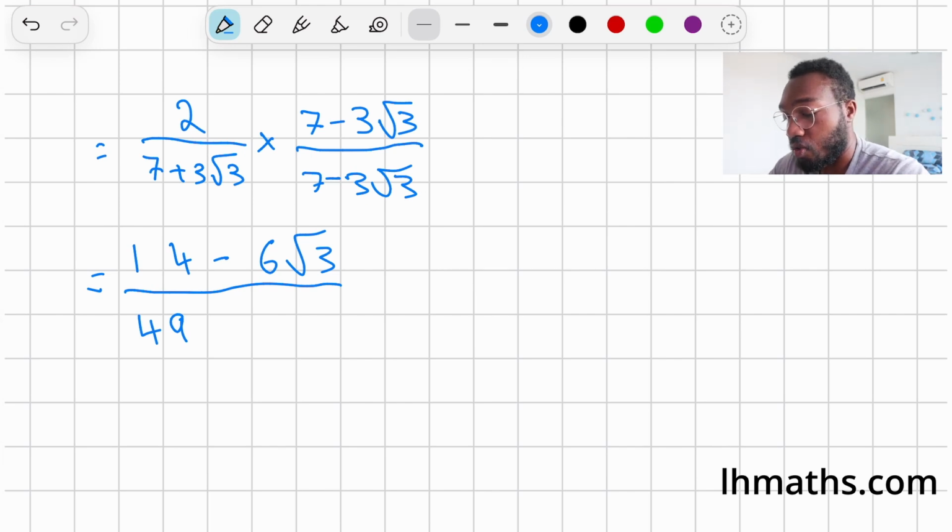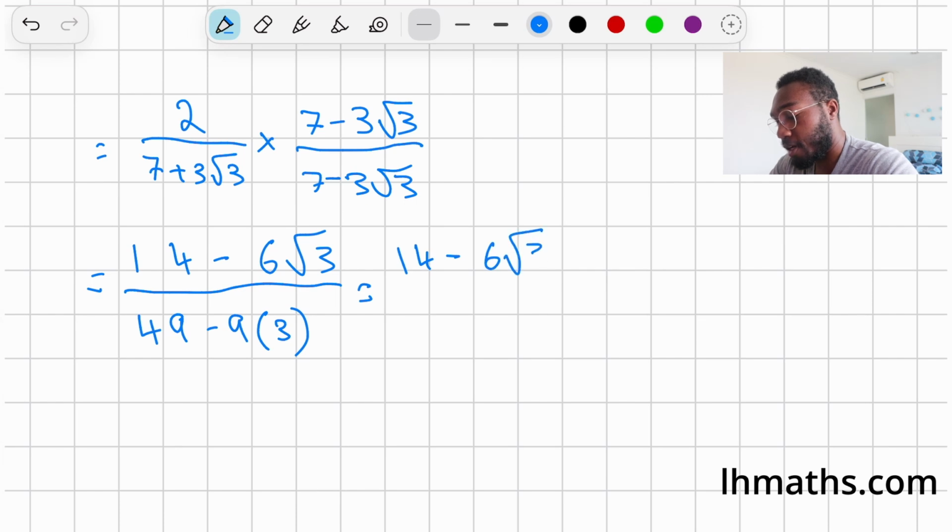And if you were to do that, you would get a 3 times a 3, so that'll give us a minus 9 times a 3. Okay, because we get the normal 3 times the minus 3, which is a minus 9, and then we have the root 3 also times root 3, which is a normal 3. If we simplify this down, we get a 14 minus 6 root 3. And then that is 49 minus 9 times 3, which that's 49 minus 27, which is 22.